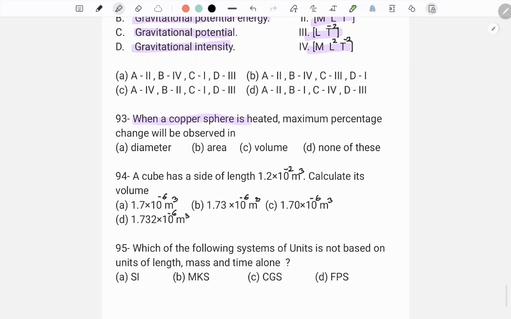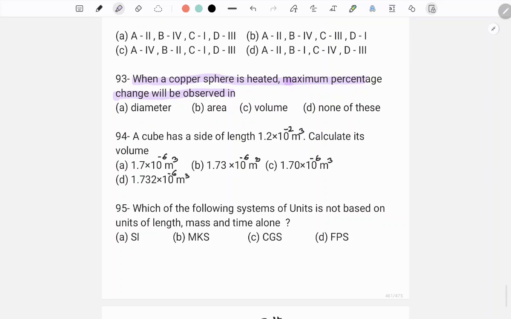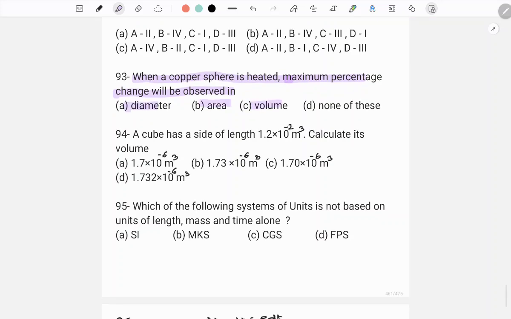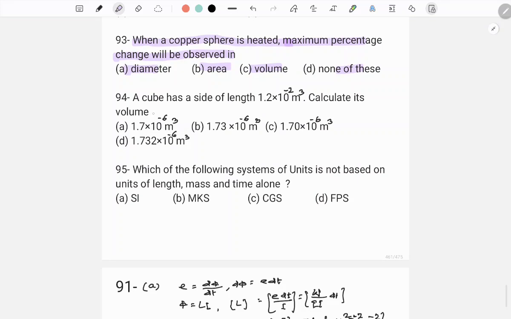Next, when a copper sphere is heated, maximum percentage change will be observed in: diameter, area, volume, none of these. A cube has a side of length 1.2 into 10 to the power minus 2 meter. Calculate its volume.